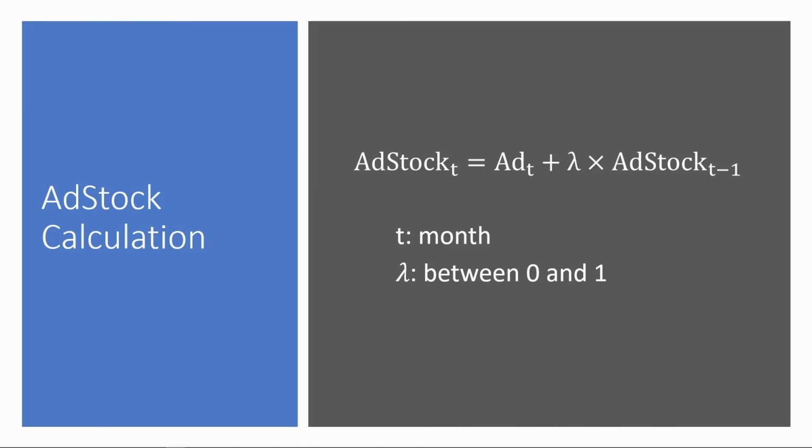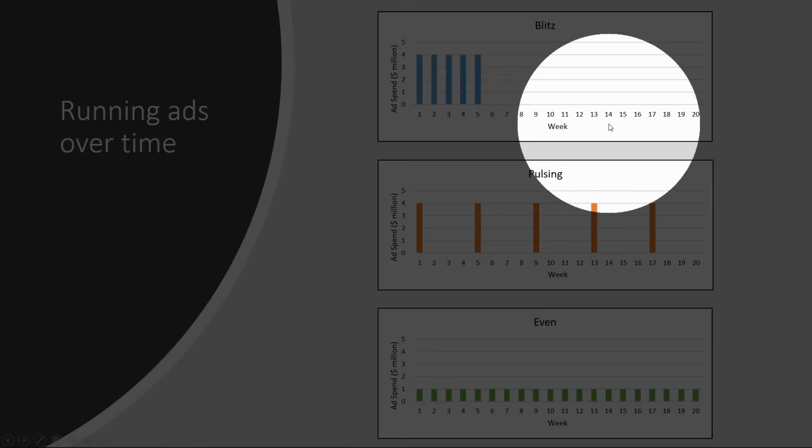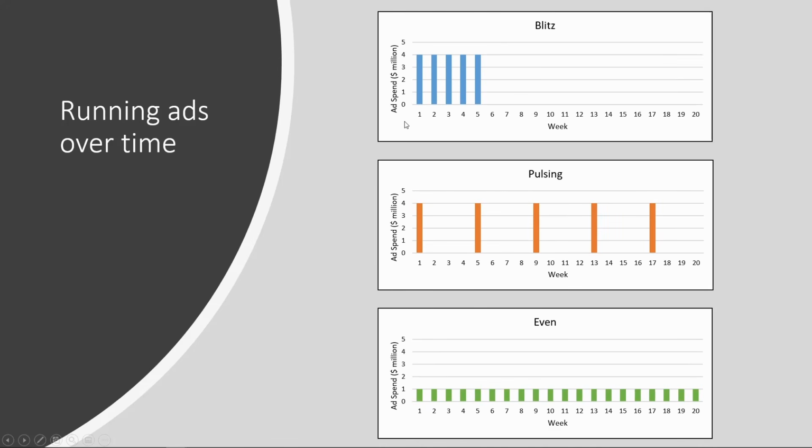process. Because advertising aggregates over time, there are different ways to run ads over time. And here are 3 common ways ads are run over time. So in this example, the company has an advertising budget of $20 million to spend over a span of 20 weeks. And the company can run ads differently.